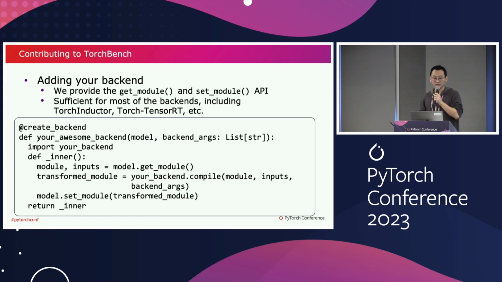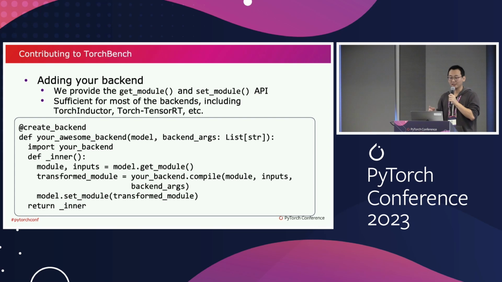And the second contribution you could make is adding your own backend. We provide two APIs, get module and set module. This usually is sufficient to support most of the backends, including Torch Inductor and Torch TensorRT. So this is the code snippet that you could use to add your own backend.